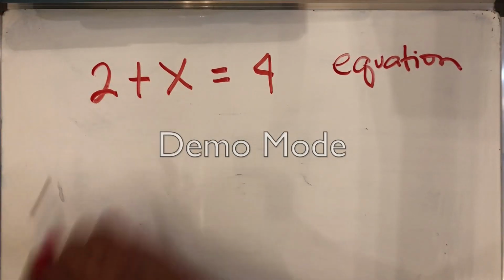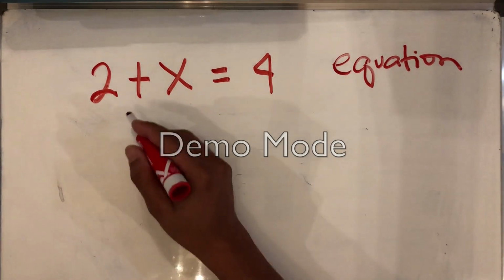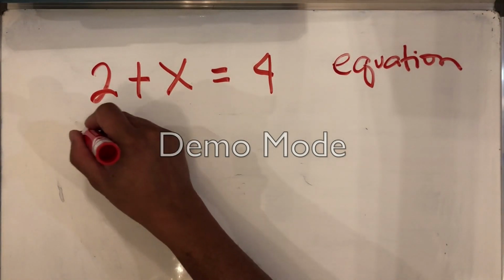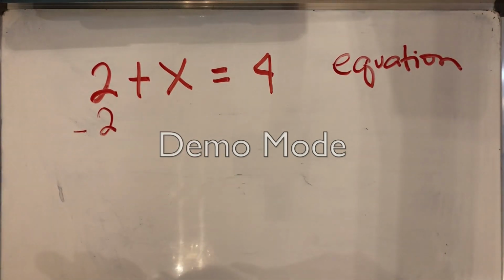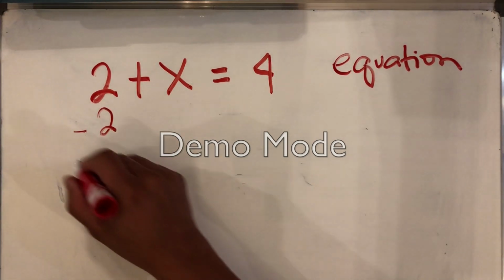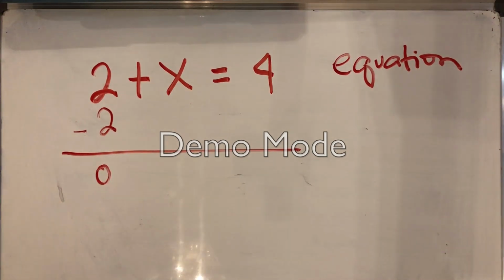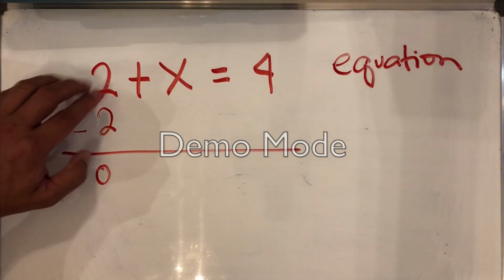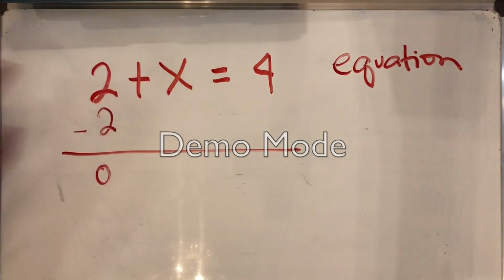Now, again, in solving equations, the goal does not change. Our goal is to isolate x, make x all by itself. How do you do this? First thing is we need to get rid of the 2 here. How do we get rid of that? We subtract 2. Subtracting 2 from a positive 2 will equal 0. And that way we got rid of the 2 and make x all by itself.